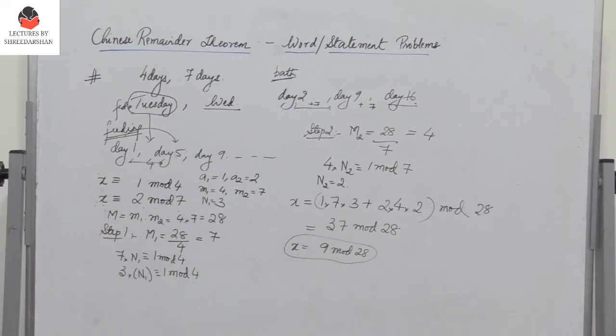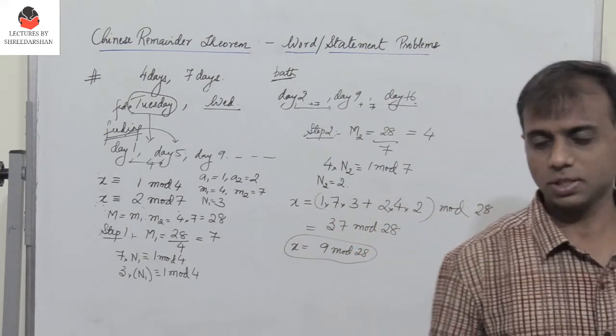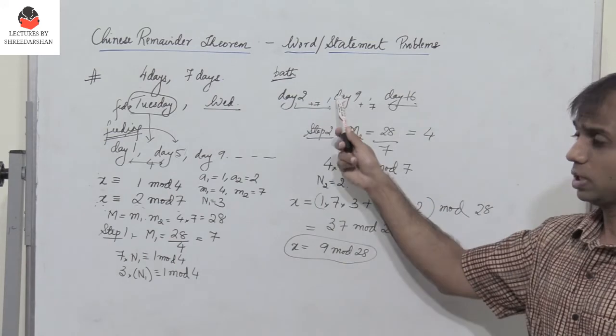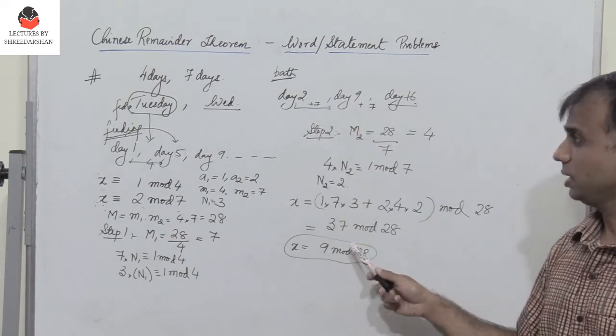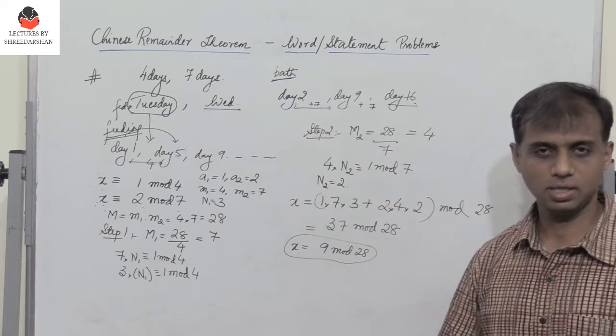So when would the scientist feed and bathe the python on the same day? It would be day 9. And then again it goes on, repeating after every 28 days. So 9 plus 28, it would happen again. Again 9 plus 28, again he would feed and bathe the python on the same day, and this keeps repeating.